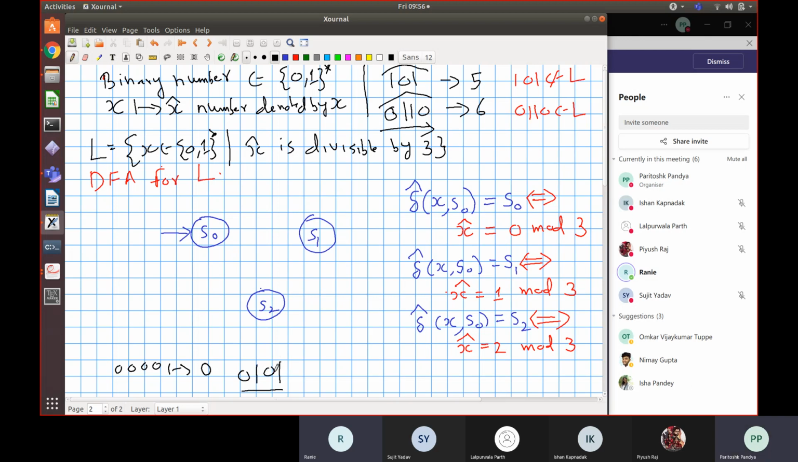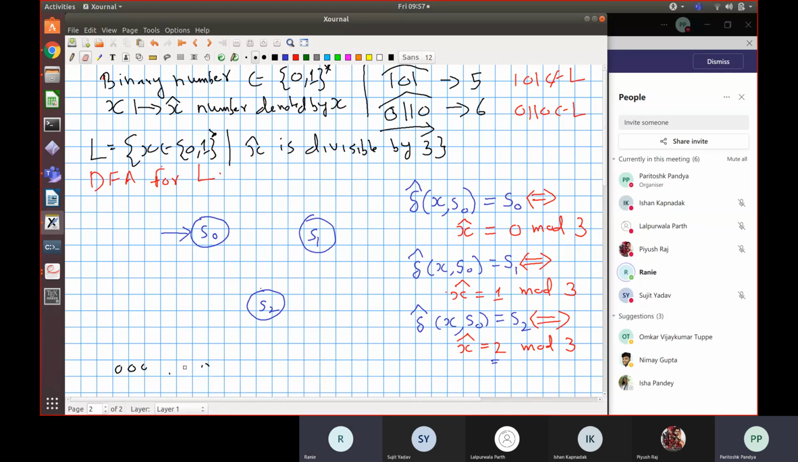0, 1, 0. This represents which number, by the way? Can you tell me that? 5, right? Sir, 5 divided by 3 will give you remainder 2. And if the remainder is 2, you should be in state S2. Yes, sir. Okay, so after this you should be in S2. After this 0, 0, 0, you should be in S0. Here you should be in state S2. Agree? So this, sir, is the kind of design we did.